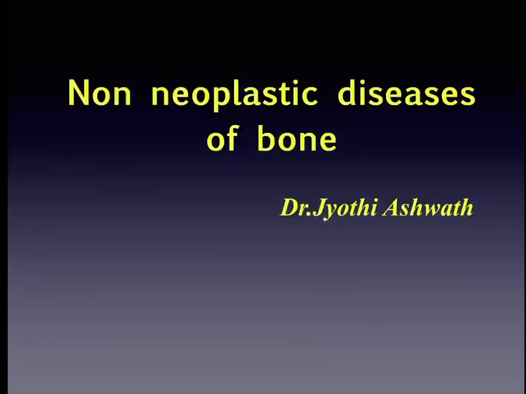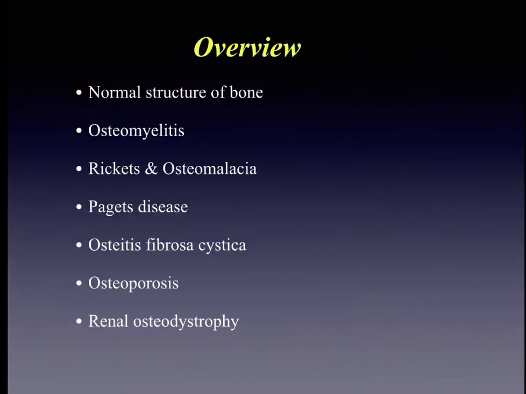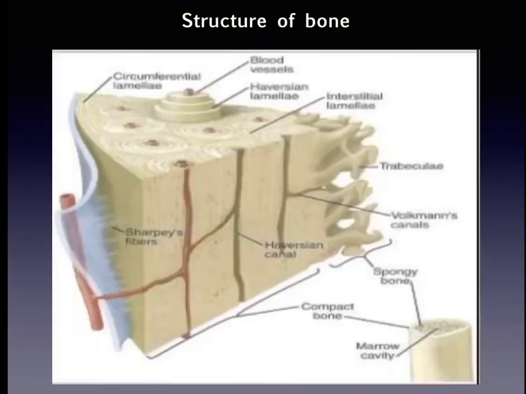Good morning. Today's class is about nonneoplastic diseases of bone. So we'll start with normal structure of the bone and then inflammatory condition of the bone, that is osteomyelitis, metabolic bone disorders like rickets and osteomalacia, osteoporosis, osteitis fibrosa cystica resulting from hyperparathyroidism, renal osteodystrophy, which are the skeletal changes seen in chronic renal failure, and lastly about Paget's disease.